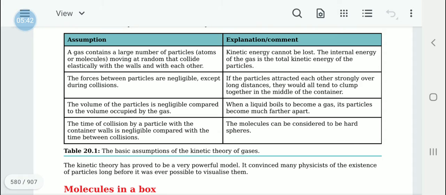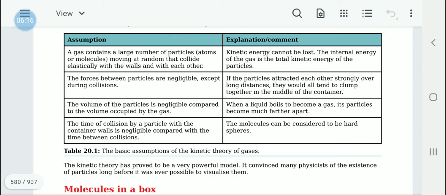If the particles attracted each other strongly over long distances, this is the explanation, they would all tend to clump together in the middle of the container. You know that if you put a bunch of magnets close to each other, they will actually clump together. They will come close together. But that doesn't happen, right? So as a result, the forces are negligible except during collisions, right? Other than that, they will just randomly bounce about.